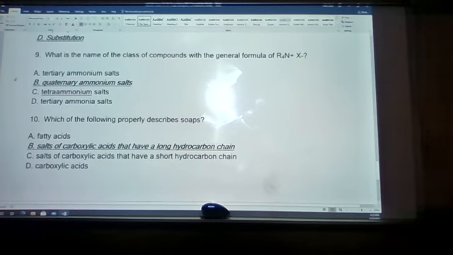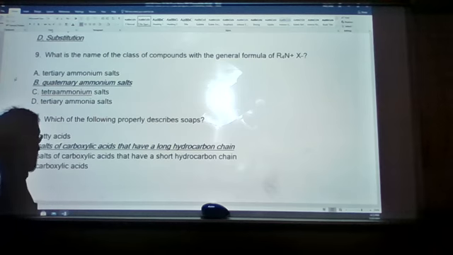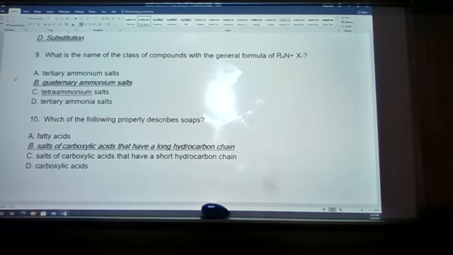This is a general example of a substitution reaction. Number 9, what is the name and class of compounds with a general formula of 4 groups attached to a nitrogen that has a plus charge and a minus charged anion associated with it? These are quaternary ammonium salts. Number 10, which of the following properly describes soaps? Soaps are the corresponding salts of the carboxylic acids that have long hydrocarbon chains.